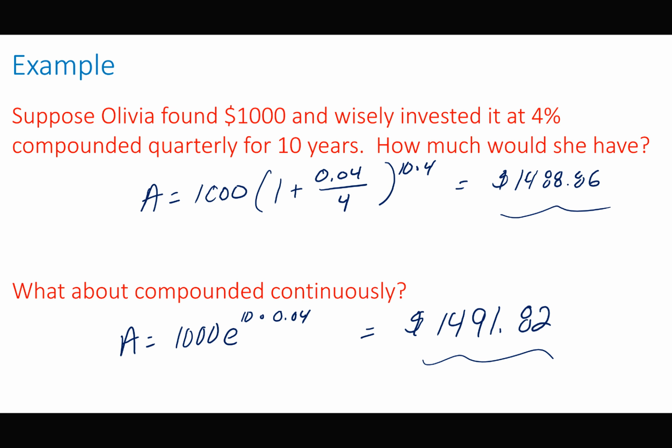Okay, continuously compounded doesn't happen too often unless you get into credit card debt, and credit card companies will hit you with continuously compounded. I've yet to see an option where I can invest money and somebody will pay me continuously compounded interest. Okay, not to say it's not out there, but they like to go the other way.